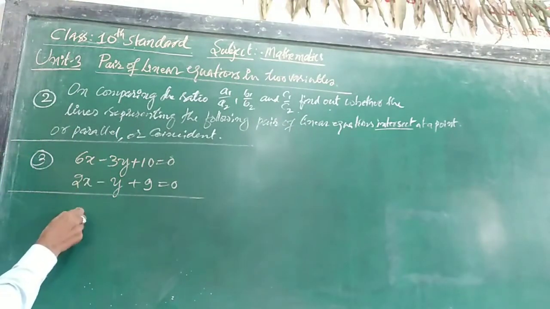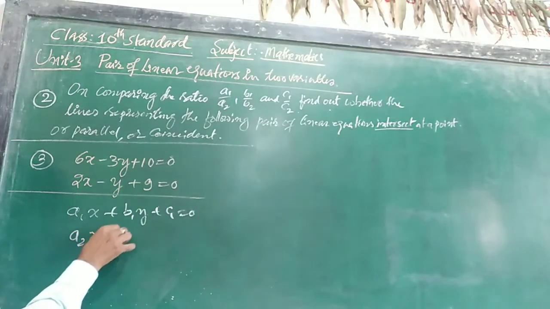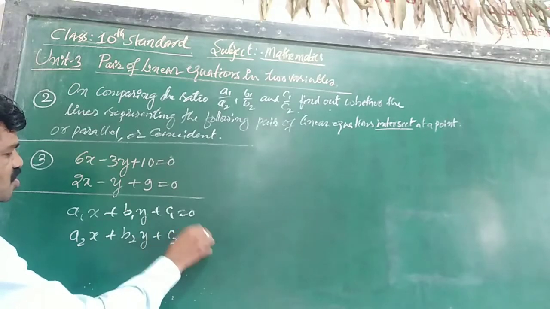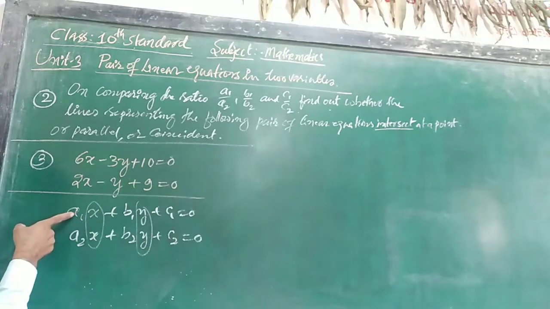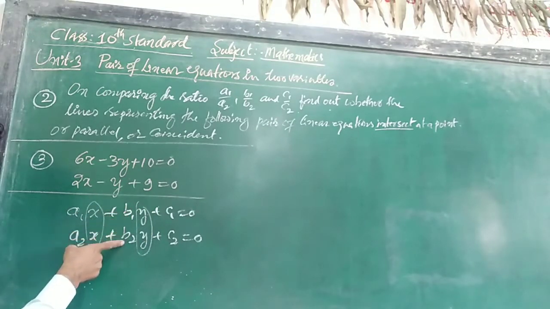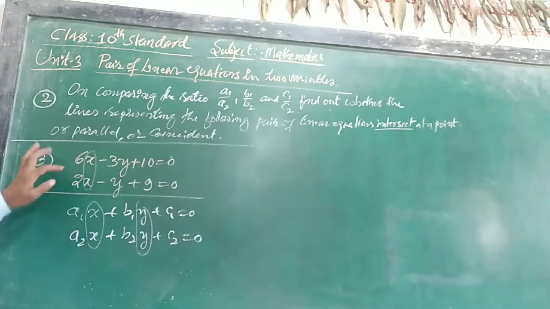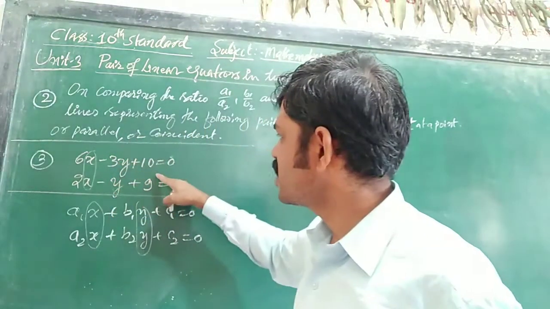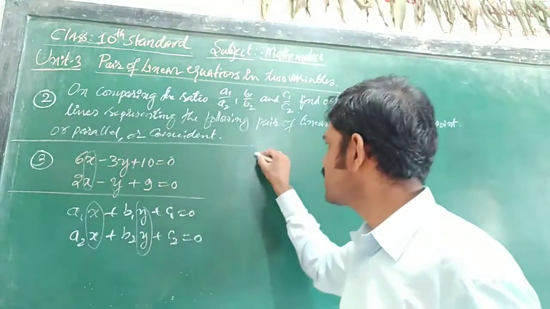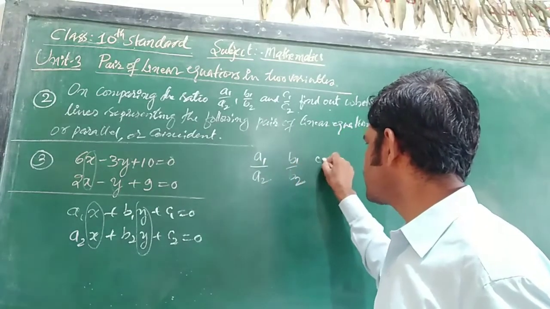See here, this is as a1x plus b1y plus c1 is equal to 0, a2x plus b2y plus c2 is equal to 0. So this is the x variable and this is the y variable, and these are the coefficients of x, a1, a2, the coefficients of y, b1, b2, and constants c1, c2. See here also in the given question, the coefficients of x are 2 and 6, the coefficients of y are minus 3 and minus 1, and the constants are 10 and 9. We have to compare a1 and a2, b1 and b2, and c1 and c2.